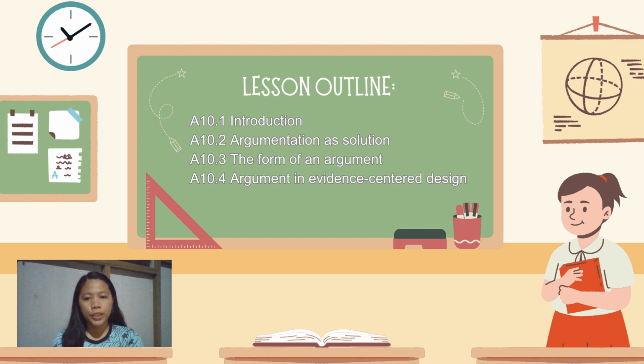Before we proceed with our lesson proper, let's first discuss the lesson outline. Actually, this unit has seven subtopics, but today I'll be only discussing four subtopics because the remaining three will be discussed by the next reporter. So, our lesson outline: we have 18.1, which is the introduction; 18.2, which is argumentation as solution; 18.3, which is the form of an argument; and 18.4, which is the argument in evidence-centered design.